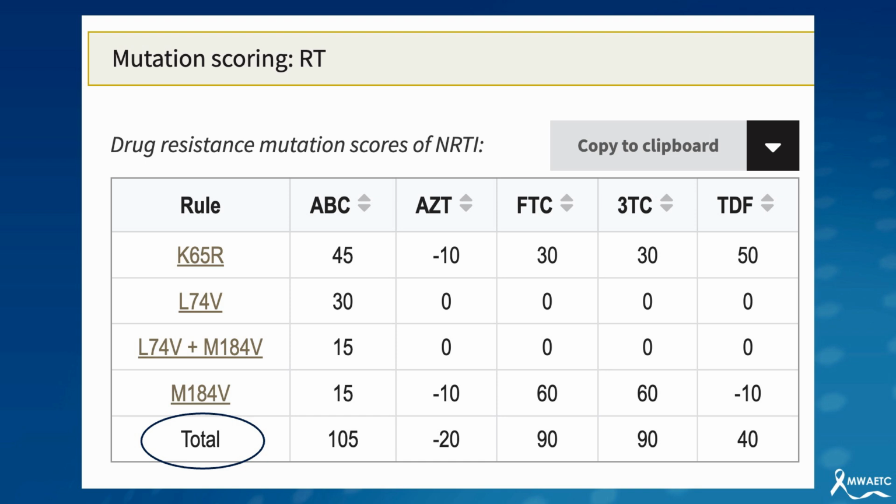Now, again, as you can imagine, looking at a genotype report and seeing K65R, L74V, M184V, it can be hard to predict, okay, how much activity is tenofovir going to have? And you can see here a score of 40, which is intermediate resistance. You also can see here that the impact of these mutations is not strictly additive. So K65R gives a certain level of resistance, L74V, similar, M184V, similar. And then L74V plus M184V together adds more resistance to certain drugs. So it's not always a strictly additive process. The total is what we really focus on.